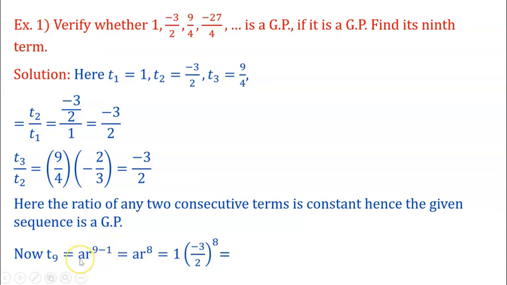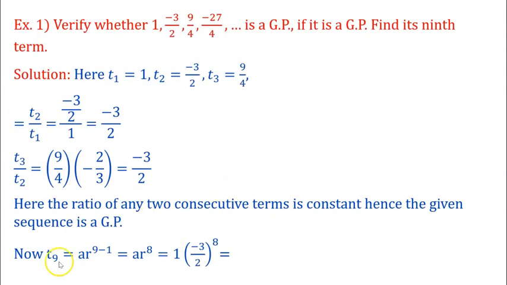Okay, now substitute the value of A, that is A is 1, and the value of R. R is (-3/2) raised to 8, and then therefore you will get the ninth term is equal to 1 into (-3/2) raised to 8.